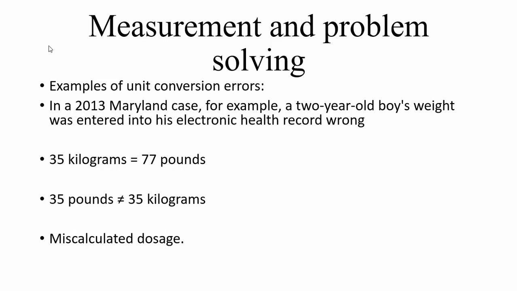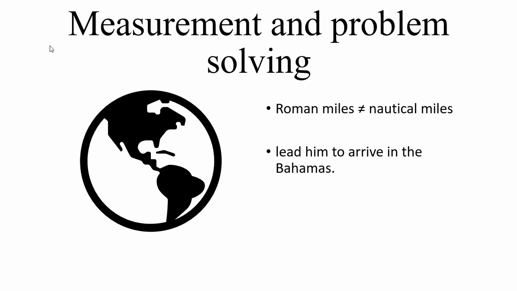In a 2013 Maryland case, a 2-year-old boy's weight was entered into a database system as 35 kilograms, the equivalent of 77 pounds rather than his actual weight of 35 pounds. As a result of this error, the boy was prescribed a medication dose designed for a person twice his weight. The boy lost consciousness as a result of this dosage miscalculation, was fortunately readmitted back into the hospital in time, and was revived.